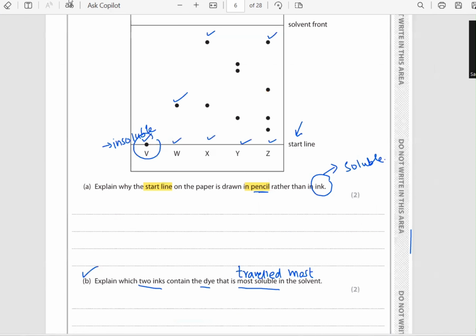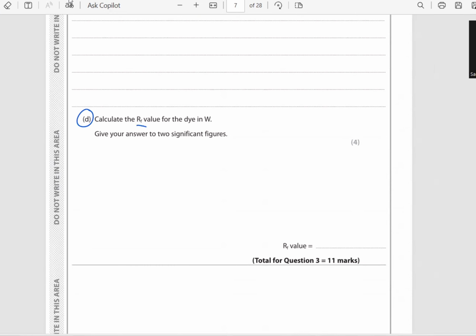Question number D. Calculate the RF value for the dye in W. These kind of question you have to give a high attention whenever the question says two significant figures. Your answer must be about two significant figures. Please make sure that you are taking care of this in the Edexcel exam papers. Because students neglect these instructions and then they end up losing marks.